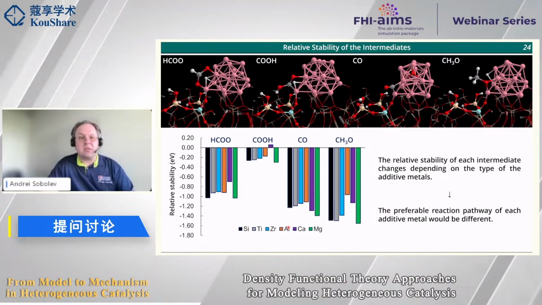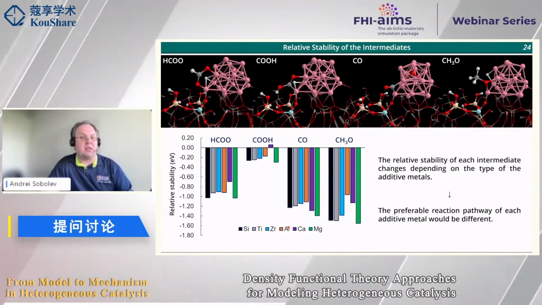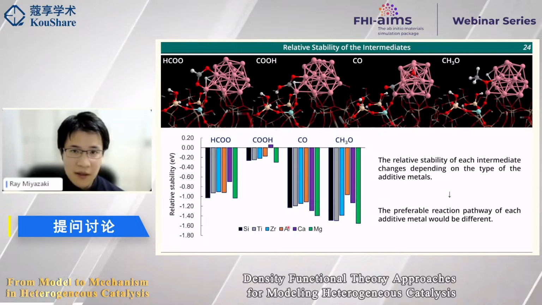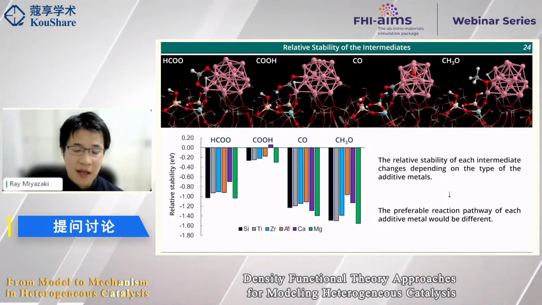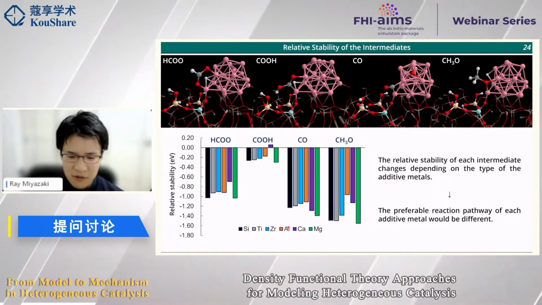There is a next question from Zhaoqing Liu. Basis set superposition error in FHI-aims for catalysis, particularly for adsorption energy. Good question. For this calculation, I haven't applied any BSSE correction. But in my understanding, it was recently implemented in FHI-aims, right?